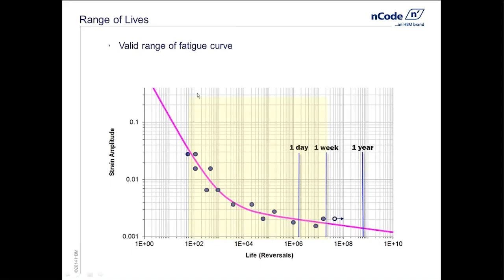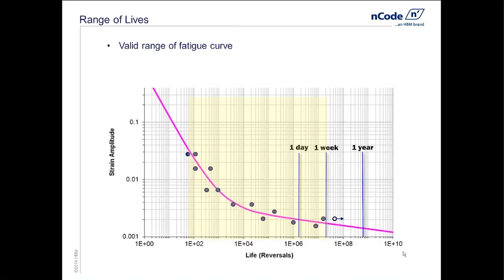What we've got here is a range of lives I feel comfortable with this strain life curve. As I go lower in life or higher in life, that curve is not being defined by the data. It may not be representing the actual behavior of the material at all. So we do not want to go outside that range.